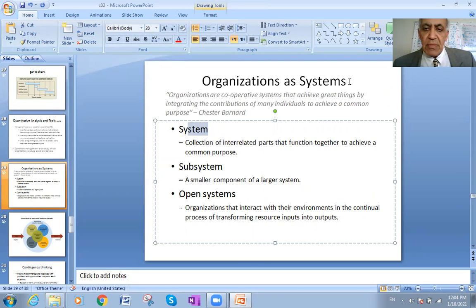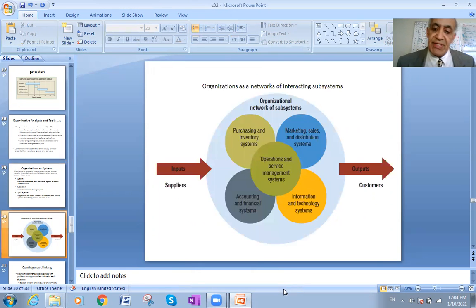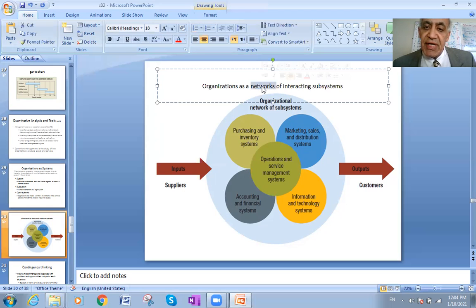We talked about the system, subsystems, and the open system before. When we talk about the open system organization, we said that the organization is a process. Here we have the inputs, then this is the process, then these are the outputs. The supplier brings us the inputs, and the outputs we direct to the customers or consumers. And here is all the process. So the organization is working in a big network now. It's much harder than it was before. Accounting, information technology, operations, purchasing, marketing, all of those work together so that they process the inputs into outputs.